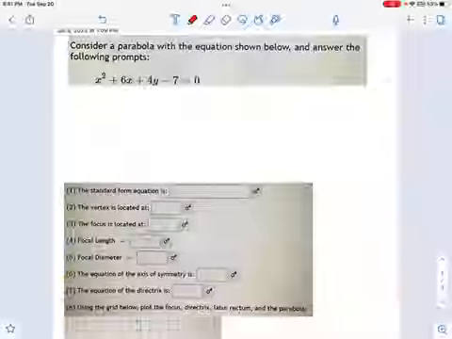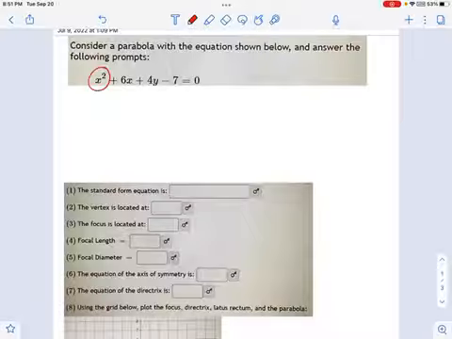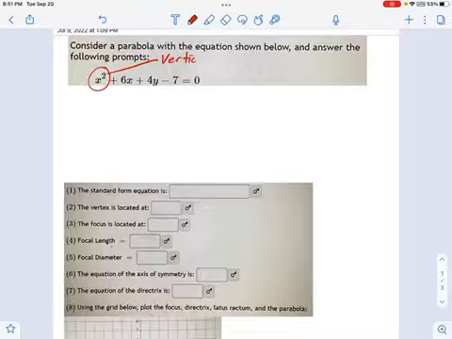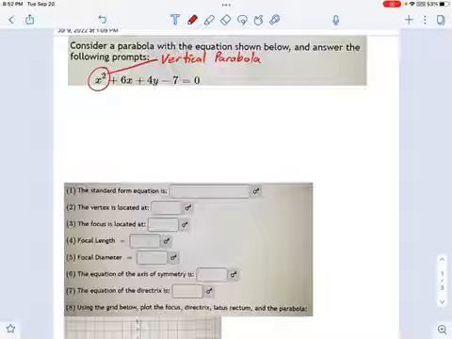So let's start off characterizing what kind of parabola we're talking about here. I know it's a parabola because I have an x squared there and a single y right here. There's no y squared. So when you have just x squared, what that means is we're dealing with a vertical parabola. So what I'm going to do is try to arrange a perfect square on one side with the x and a linear term on the other side with the y.